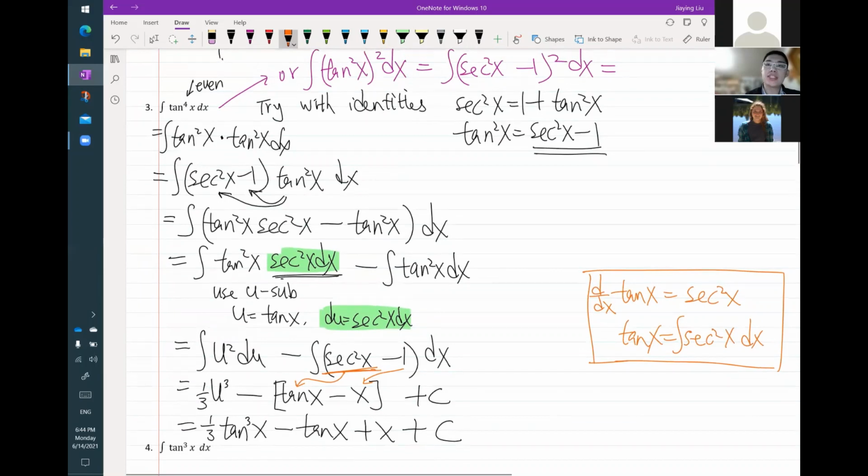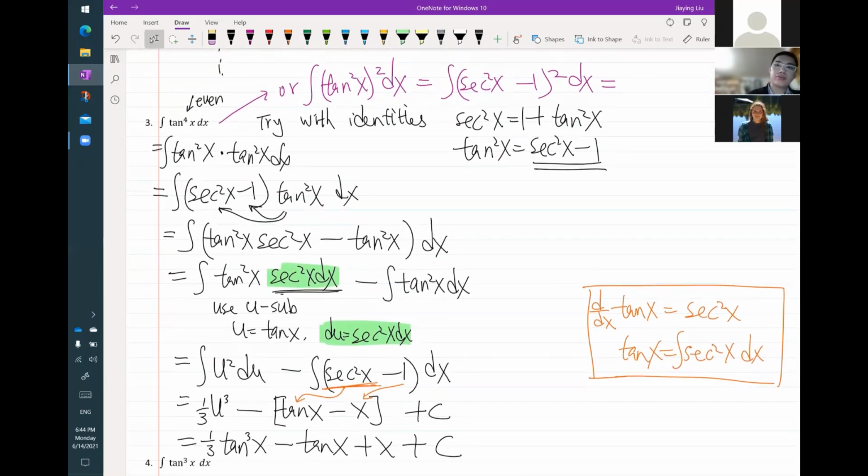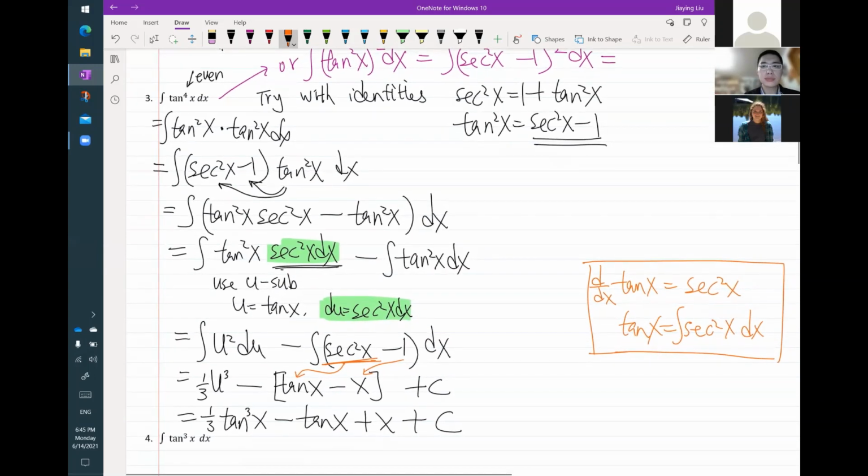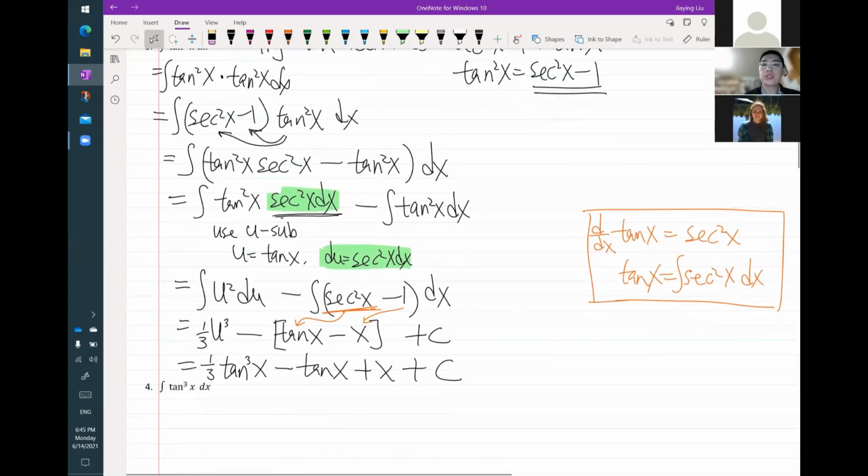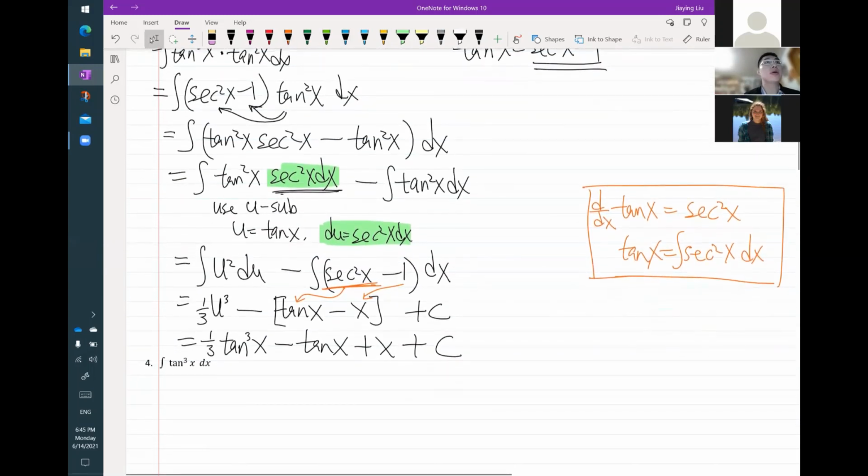Right? So like I said, if you try it differently, if you just expand that, you get 3 terms. You should be able to carry out the integration of each term, because the first 2 have secant to the 4th, secant square, and then the -1 should be the same. Questions? Any other questions?